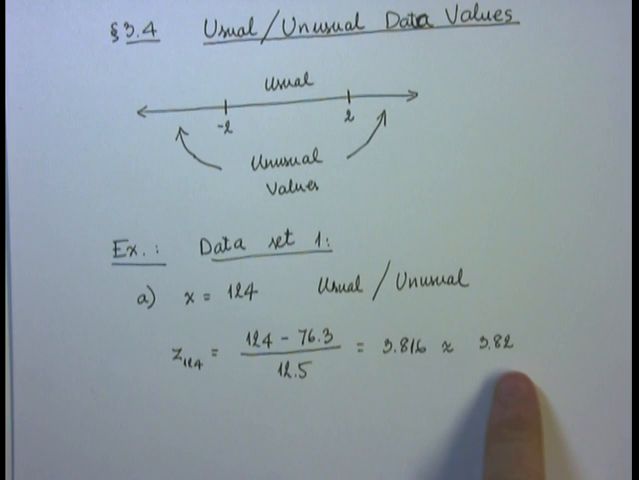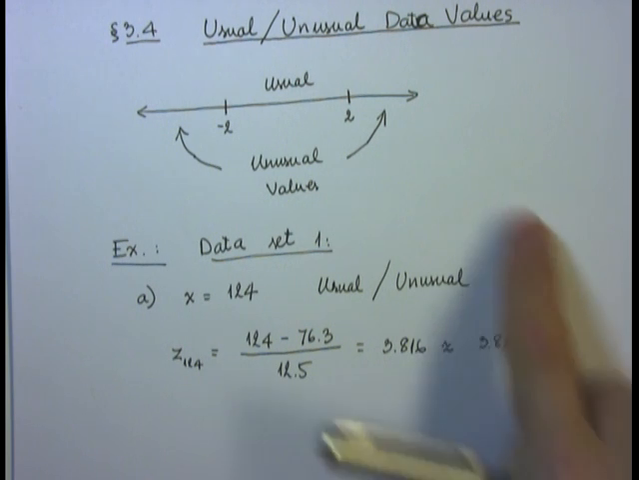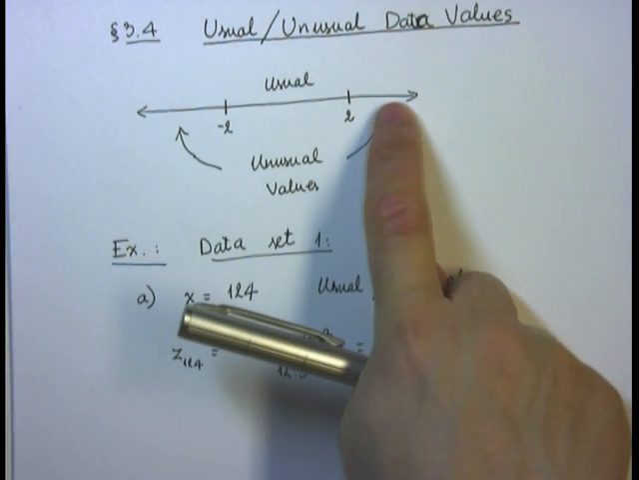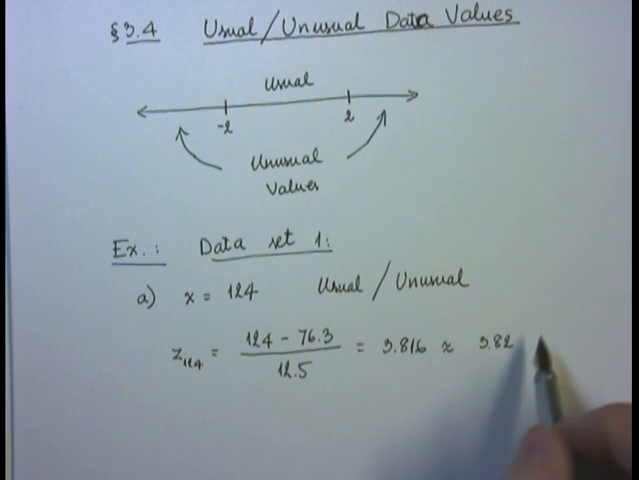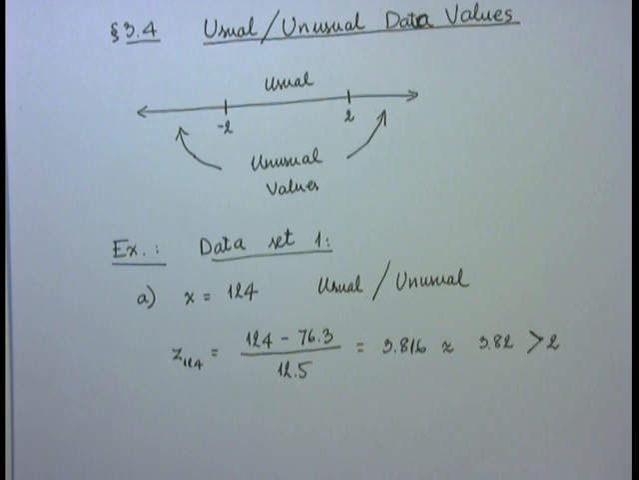And so this z-score is going to fall into this region right here, above 2. The z-score we found for 124 is above 2. So that tells me that 124 is an unusual value.